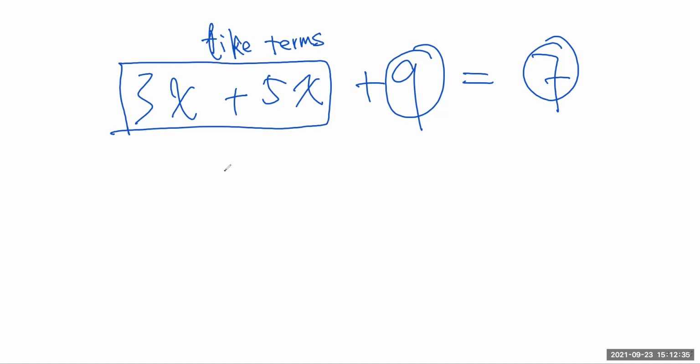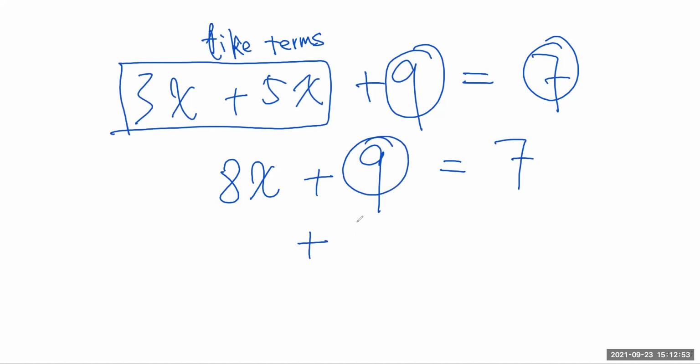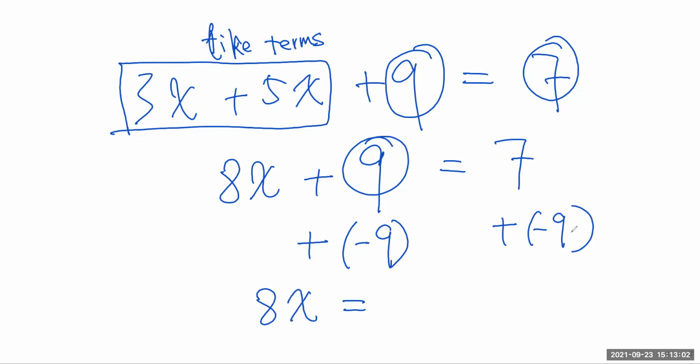So in this one we just make that into 8x, because 3 groups plus 5 groups, it doesn't matter what the things are, are always equal to 8 groups, right? Okay, so 7. And then this is called the constant. To get rid of the constant, we just add its opposite. And we get 8x equal to 7 plus negative 9, which is negative 2.